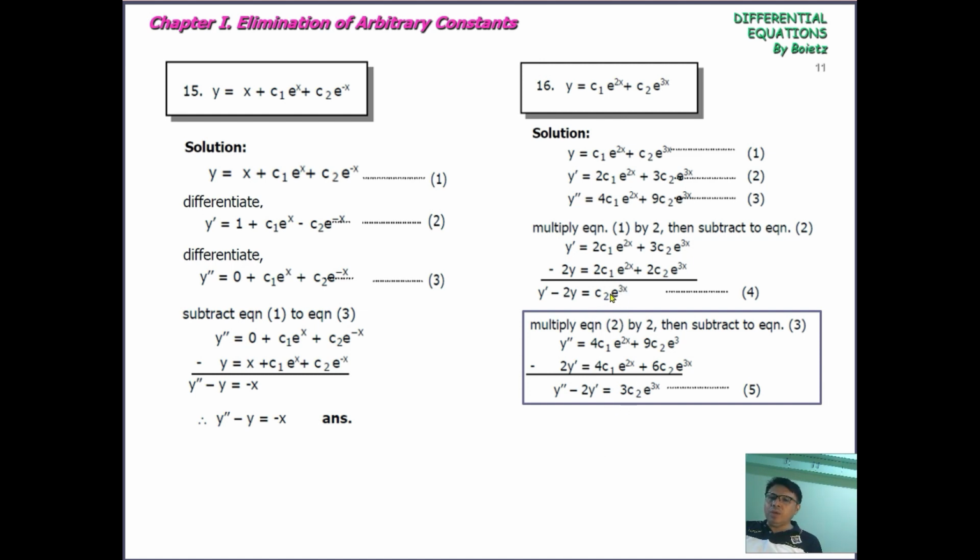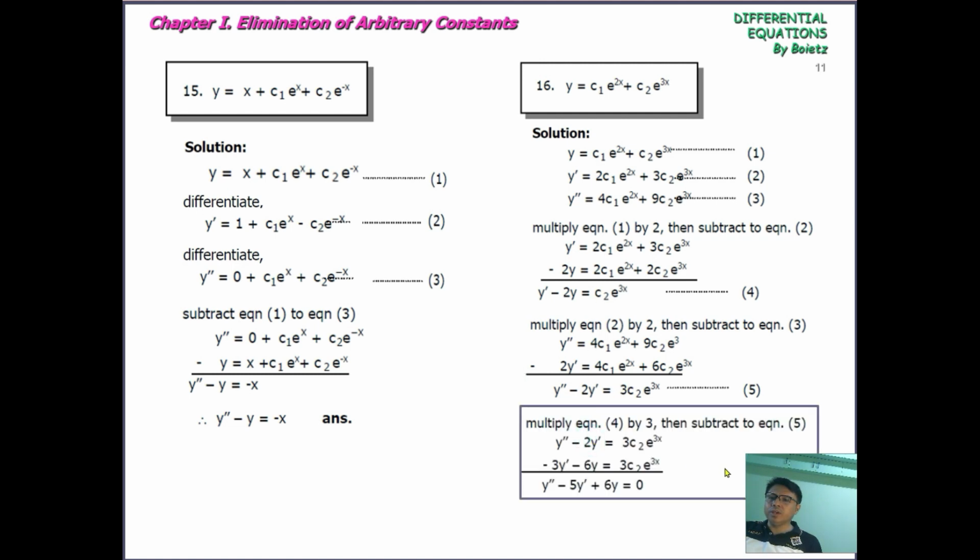So multiply equation 4 by 3, then subtract to equation 5. So multiply equation 4 by 3, magiging 3y prime minus 6y equals 3c2 e to the 3x. Then ito yung equation 5, y double prime minus 2y prime equals 3c2 e to the 3x. Subtract lang natin to yung resulting equation.